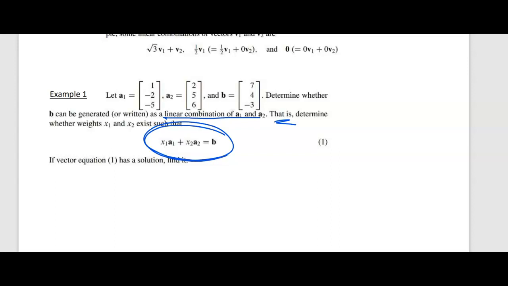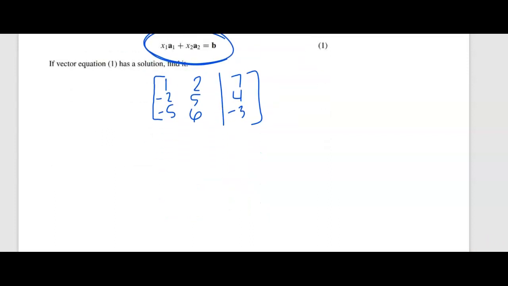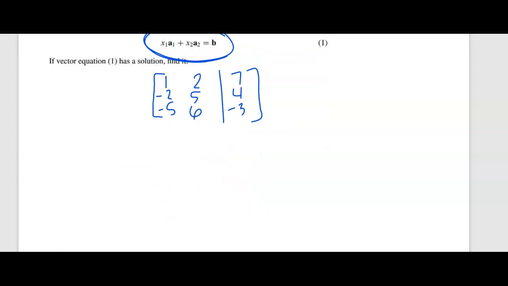So I want us to solve this just like we did solving systems before. We're going to set this up with my A matrix, A1 column, my A2 column, and then I'm going to augment that with my B column. And I'm going to try to find an x1 and an x2 for which this is a true matrix, for which it has a solution.